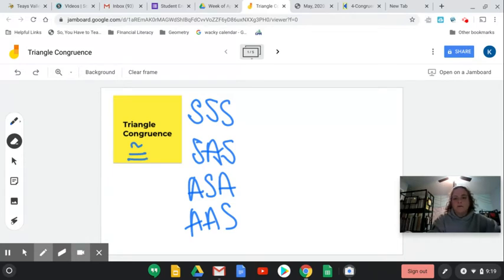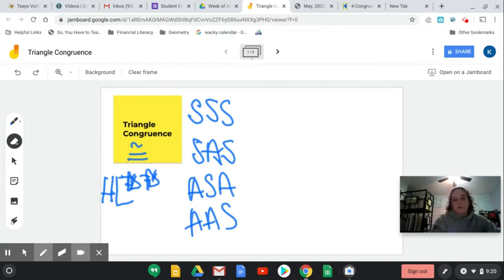The other one that kind of stuck out was hypotenuse leg. Hypotenuse leg is when you have two right triangles, and you have one leg and one hypotenuse that are congruent. Sorry, this is kind of messy, terrible drawing. I'm not going to show you any examples of that today. We don't use it that much. Usually you can use one of these four that are showing right here to prove it.